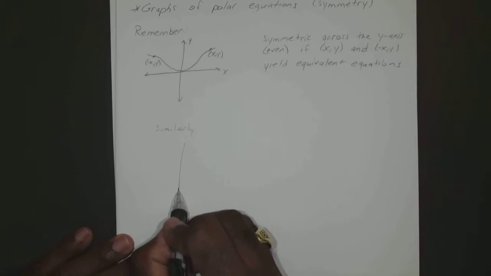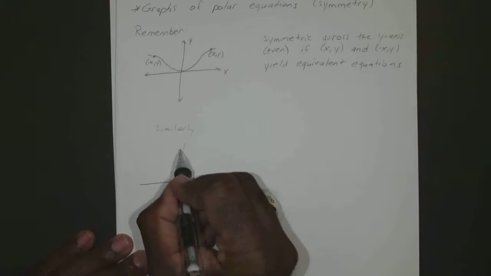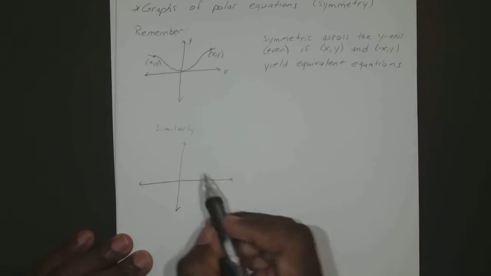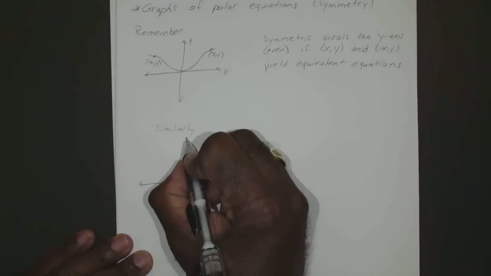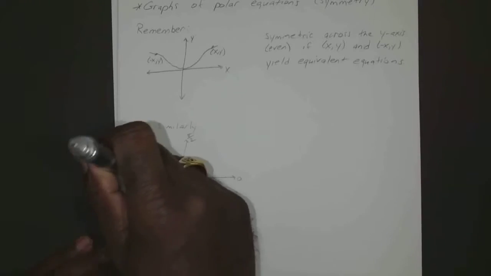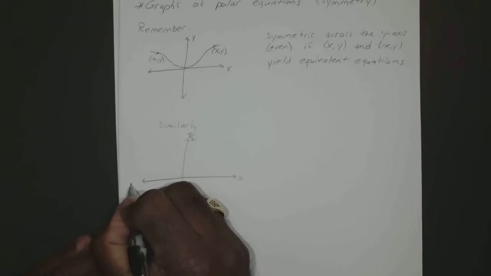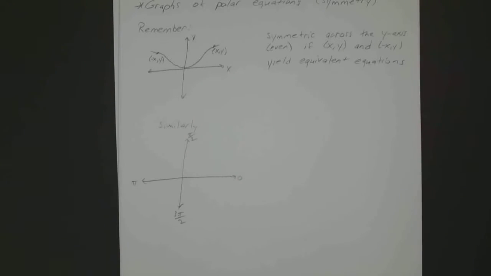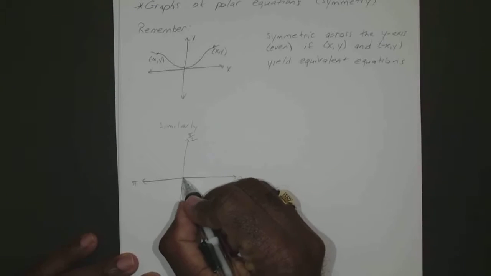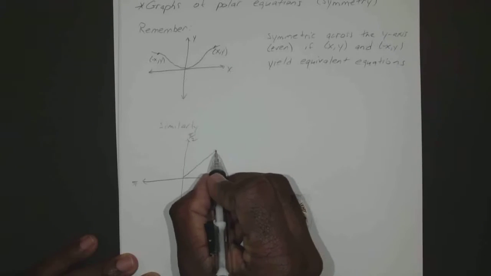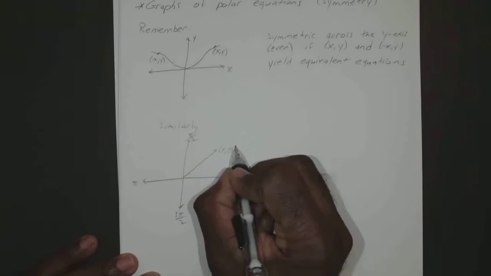Okay, so let's say we have a graph where instead of a y function, this is 0, this is our thetas, pi over 2, pi, 3 pi over 2. Don't know why I keep doing that. Okay, so this is our polar graph. Okay, so let's say here, we have some point r, theta.